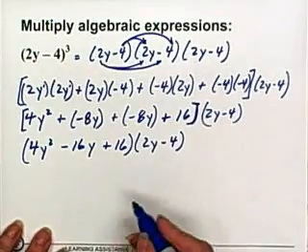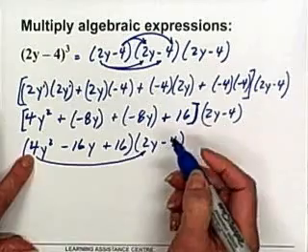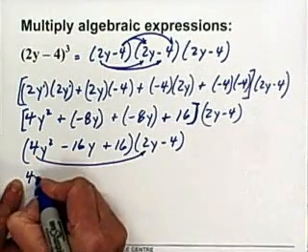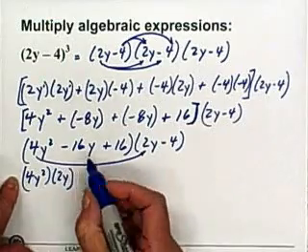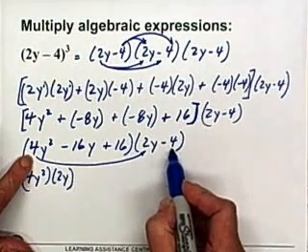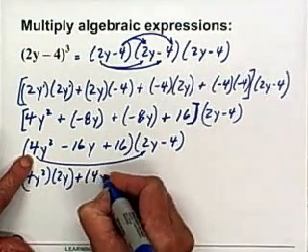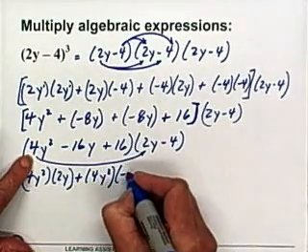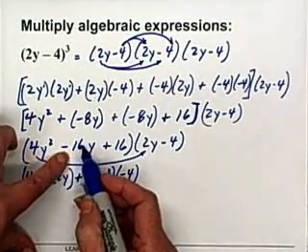So just take it one step at a time again. Start with this first one, multiply it by the 2y. So we have 4y squared multiplied by 2y. Then you take your 4y squared and multiply it by the minus 4. And don't forget to put your plus sign in there. So 4y squared multiplied by the minus 4. Now we go to the next one.